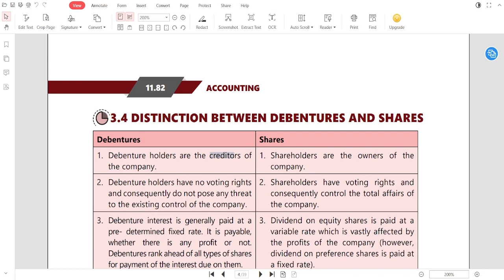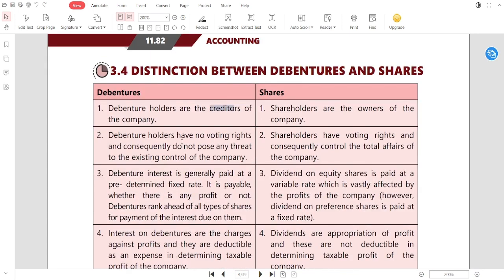Next, debenture, see it's a very important point. Debenture holders have no voting right in the company, correct? But equity shareholders have the voting right because they are the owners of the company. They have all the right to vote for the company. It's very important.